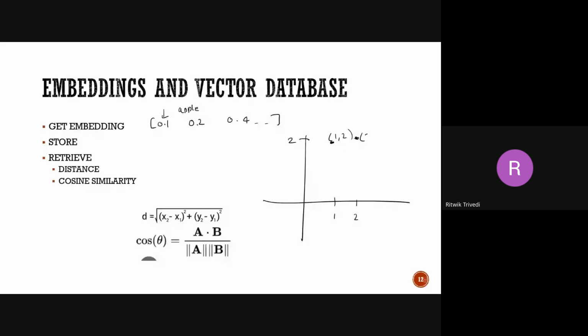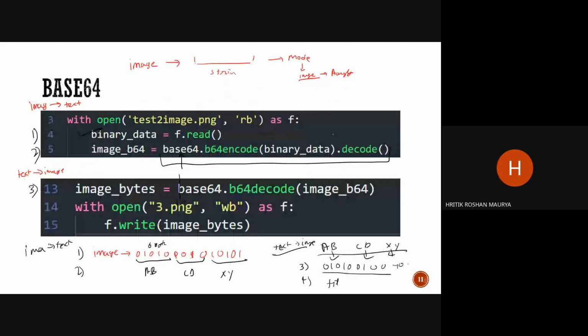Just a point, Ritik. Like the image, we are not converting it to binary, right? It is by default stored as binary, right? Because all these images are just blobs, or binary large objects. Yeah, so we are reading the binary data.